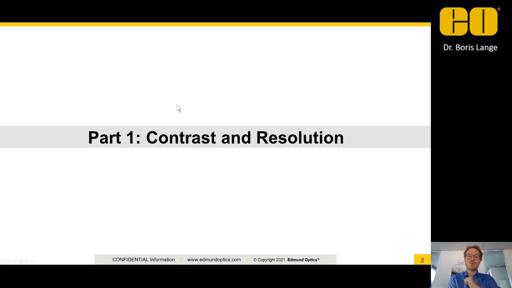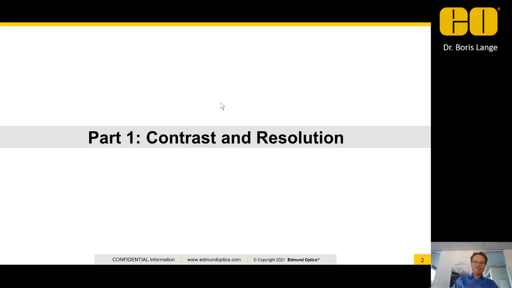This presentation will have two parts. The first one, and this is going to be the bigger one, I'm going to talk about contrast and resolution, and then the second one are just a few quick final remarks on relative illumination and what kind of conflict can arise when you match that with certain sensors. But as I said, for the time being, we'll start with contrast and resolution.